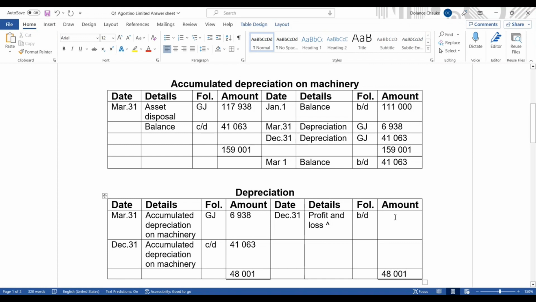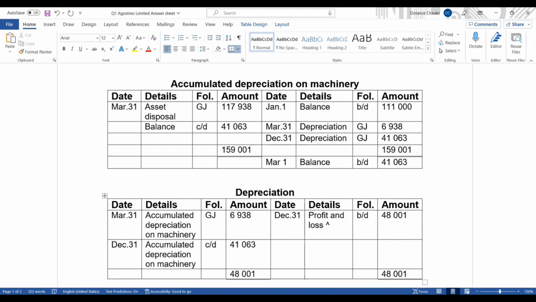You know, most of the time we record depreciation in the statement of profit or loss and other comprehensive income, right? That is why they are closing there with the profit or loss. This depreciation of 48001 will go to the statement of profit or loss. That's why they're putting it there. Then we are done.